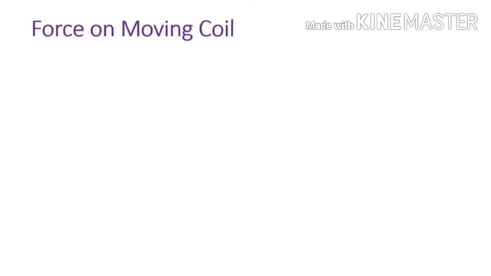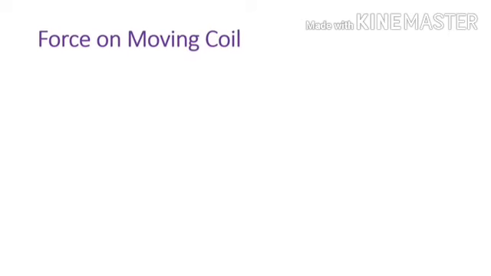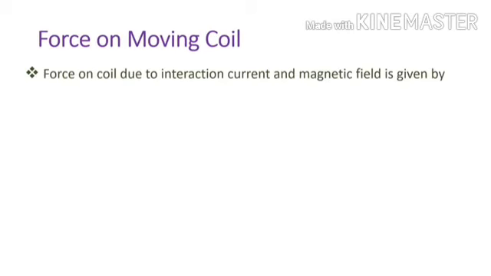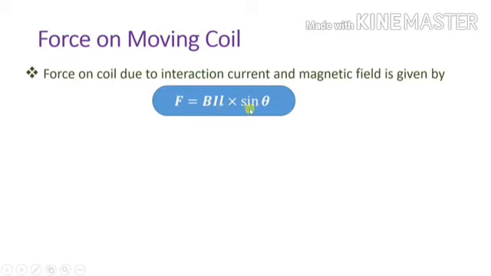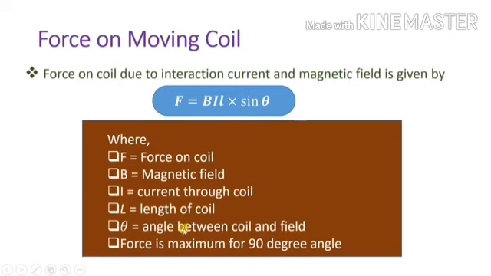So this is how the structure is. See the force, how much force will act on this moving coil. The force acting on the moving coil due to the constant magnetic field, we can calculate as per BIL sine theta, where B is the constant magnetic field, I is the current passing through the moving coil, and L is the length of the moving coil. And here theta is the angle between the coil and the magnetic field.